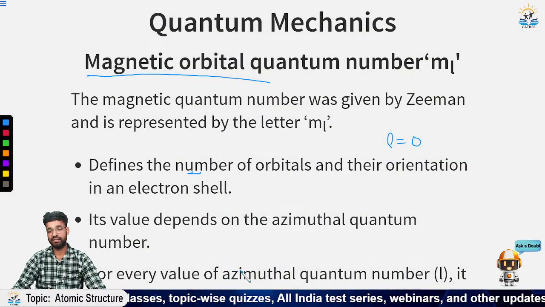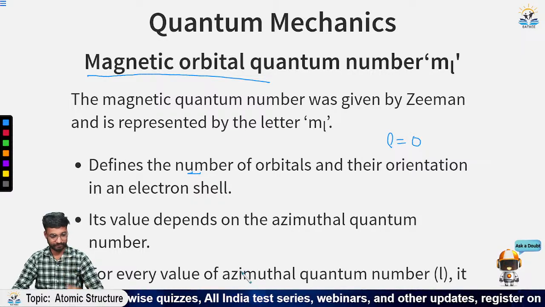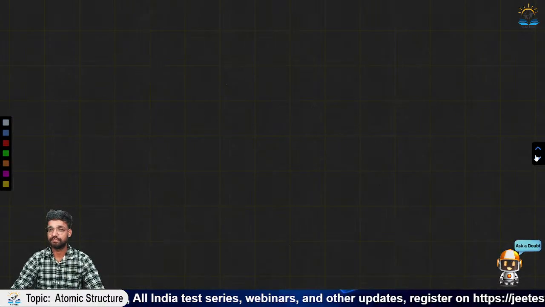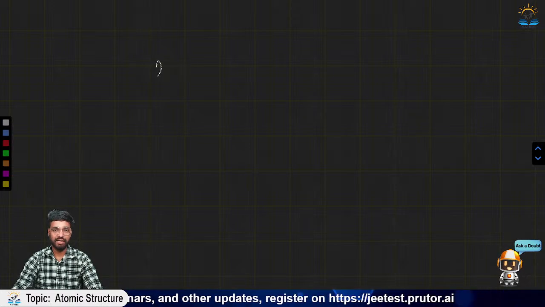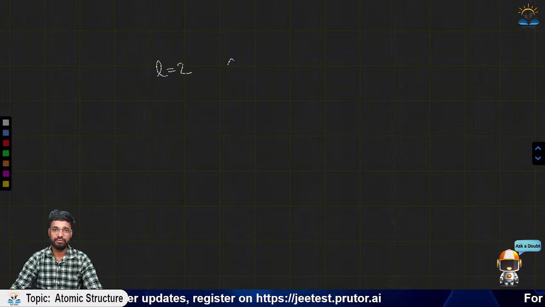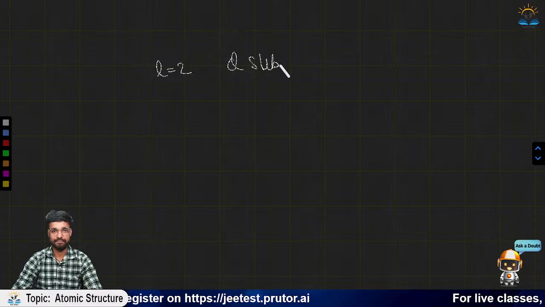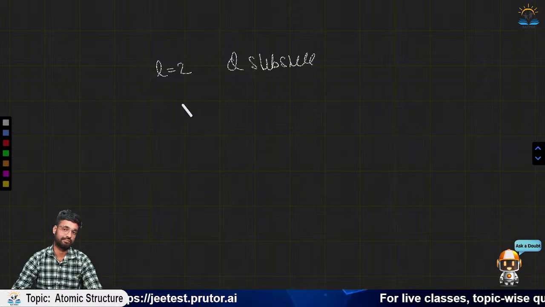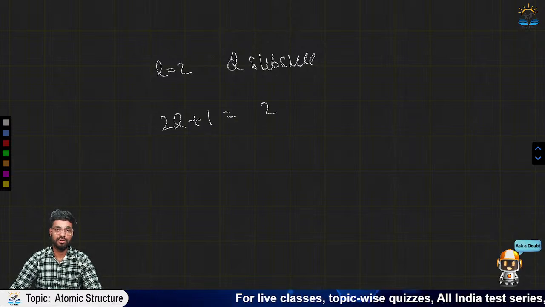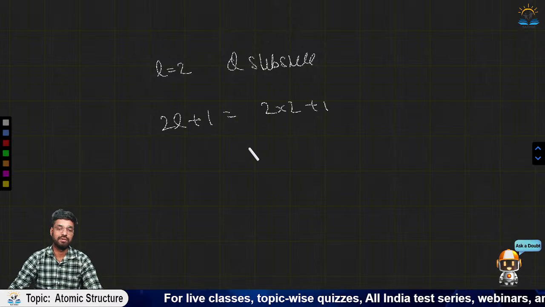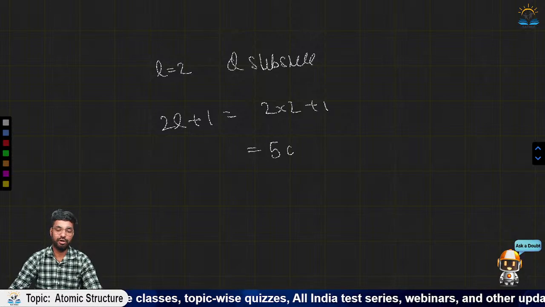Similarly, if we consider the d orbital, the d subshell, that is L equals 2. For the d subshell, we have 2l plus 1, that is 2 into 2 plus 1, that will be 5 d orbitals.